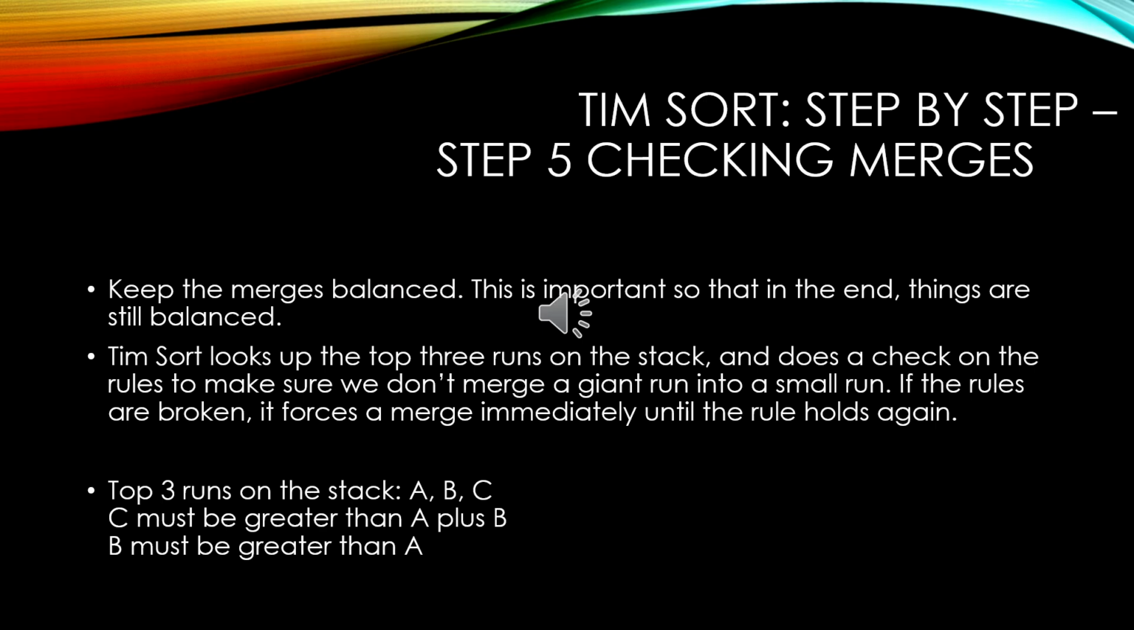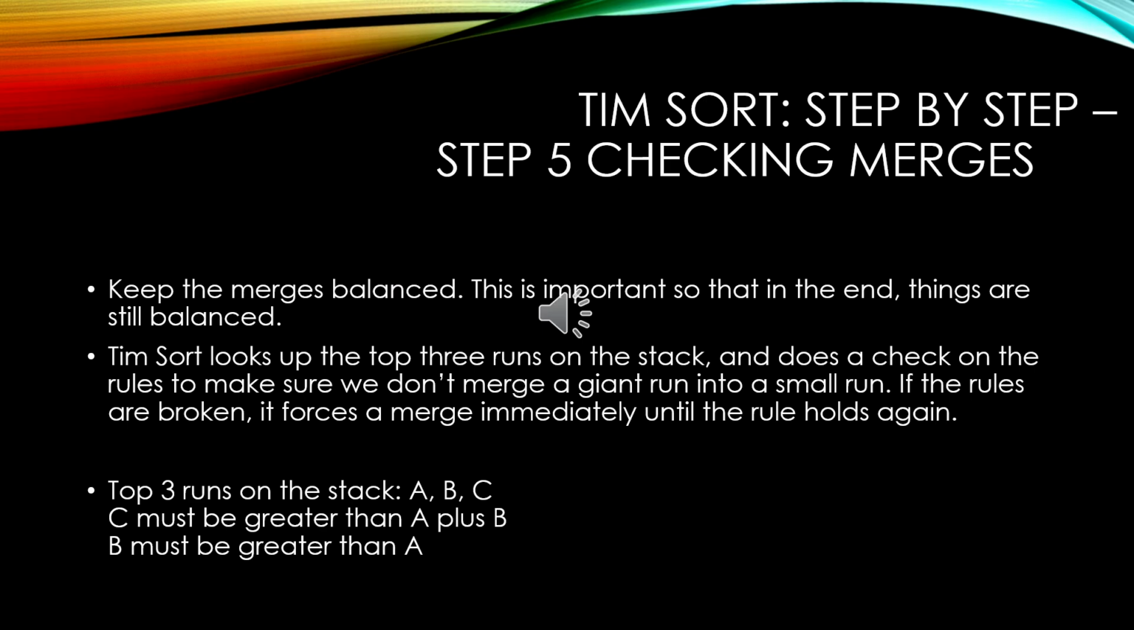Step 5, merge check. This is where the adaptive part of adaptive merging really shines. The goal is to maintain balance among run sizes on the stack. The algorithm looks at the top 3 runs on the stack, referred to as A, B, and C. It enforces strict geometric progression rules to prevent those lopsided merges. The rules are length C must be greater than A plus B, and length B must be greater than A.